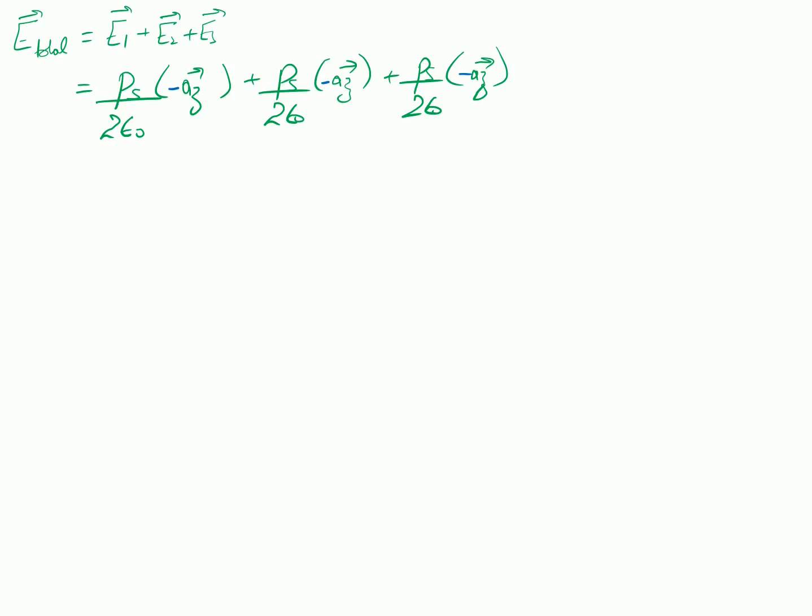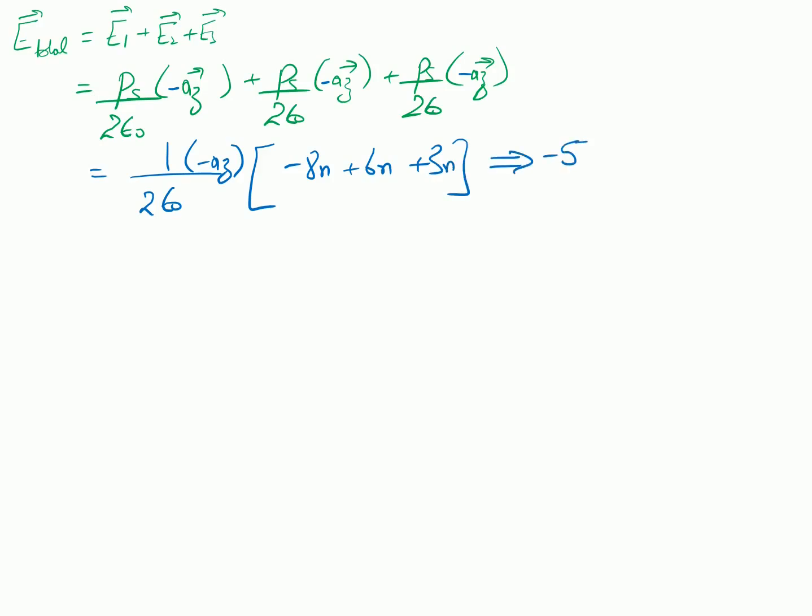Once we do this, we should get a generic value of 1 by 2 epsilon, and I can bring negative a_z out as a common factor. I'll be left with -8 nano plus 6 nano plus 3 nanocoulomb, and the answer which I am getting, as the total electric field, will be -56.47 a_z volts per meter. So this is the answer for the first part of the problem.